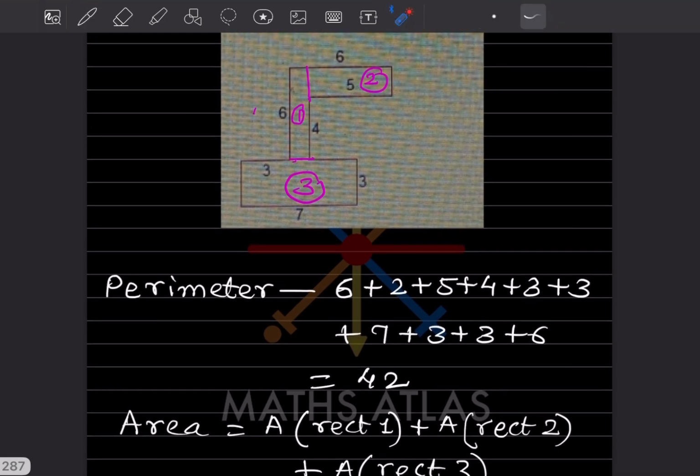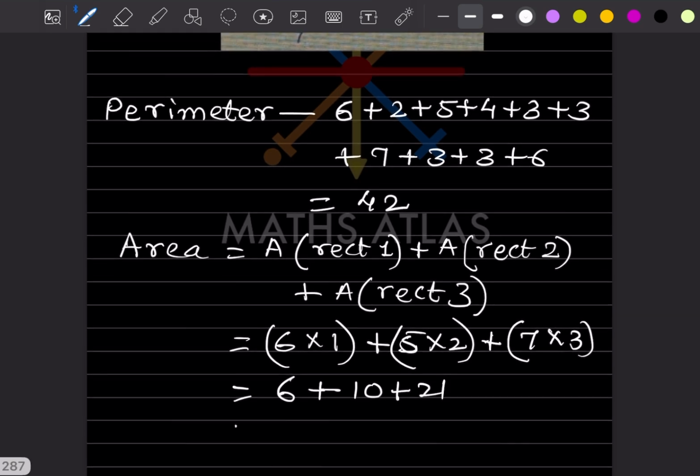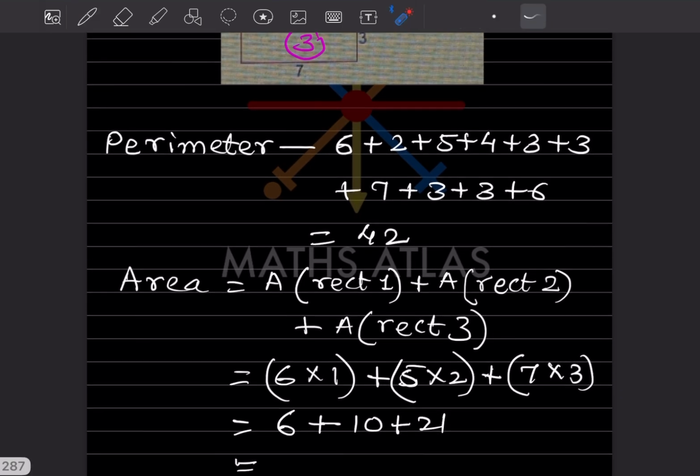Now let us see the third rectangle. This will be 7 length into breadth 3, so 7 into 3. So what is that going to be? 6 plus 10, and this is going to be 21. When you add the first two, it is going to be 16, and 16 plus 21 is going to be 37.